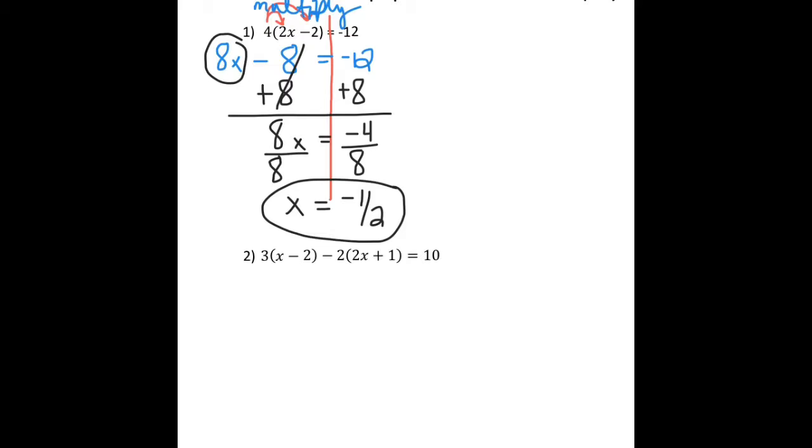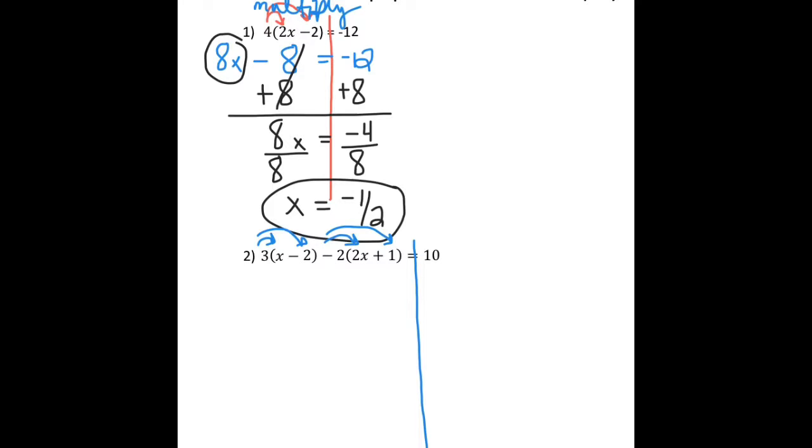All right. Number 2 has a little bit more going on. Let's take a look at that one. So number 2 is the equation 3 times the quantity x minus 2. I see that that's a distributive property. Minus 2 times the quantity 2x plus 1 equals 10.